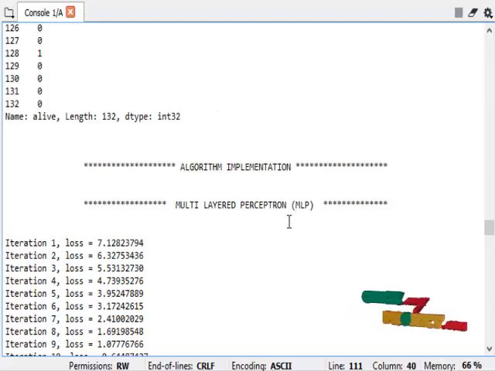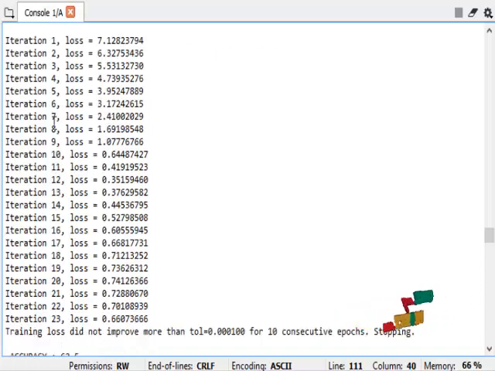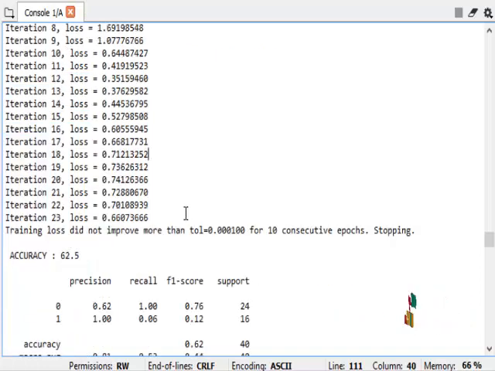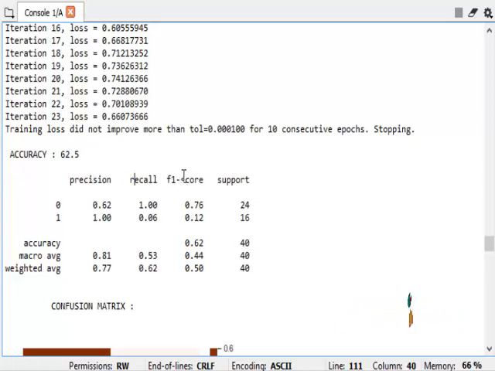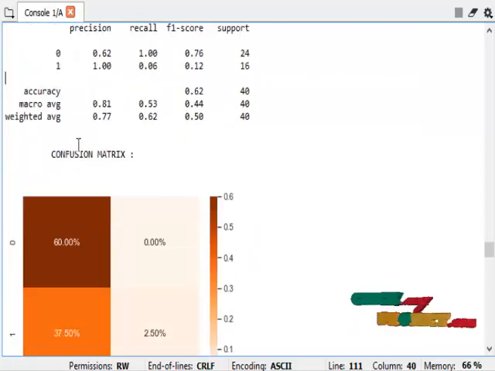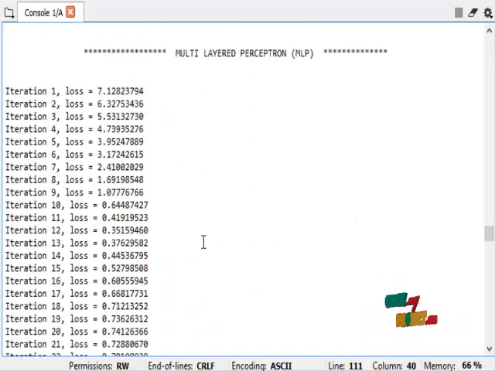MLP is multi-layer perceptron, our existing algorithm. There are 23 iterations and losses, and then accuracy is 62.5%, and then precision, recall, F1 score, and then confusion matrix. Confusion matrix based on our accuracy in MLP.